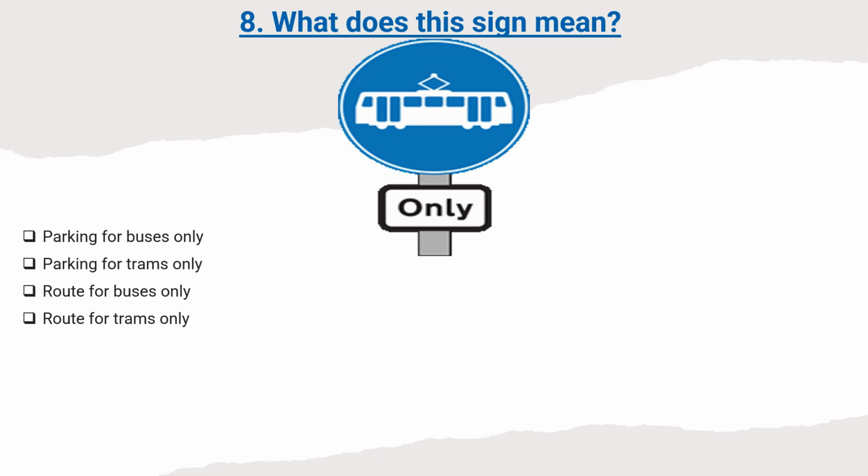8. What does this sign mean? Parking for buses only. Parking for trams only. Route for buses only. Route for trams only. Correct answer: route for trams only.